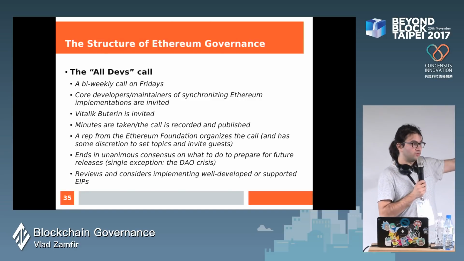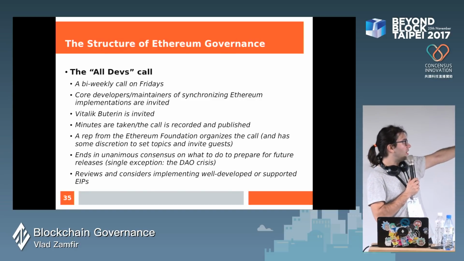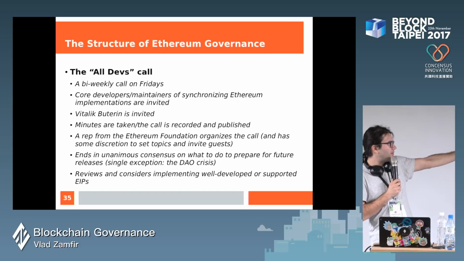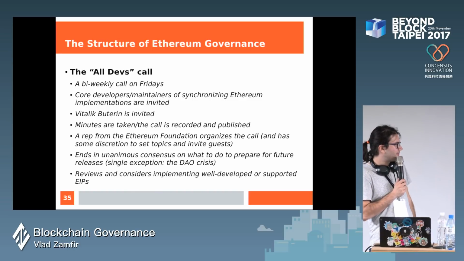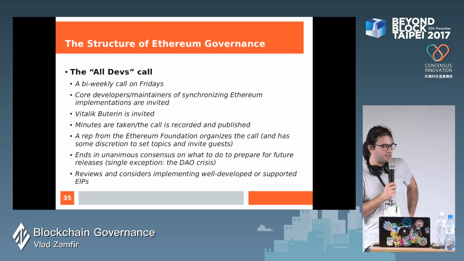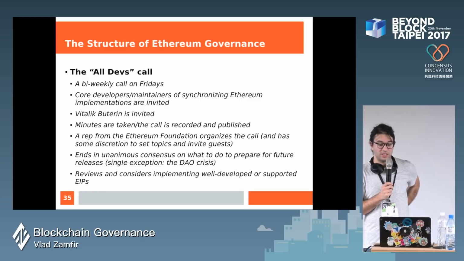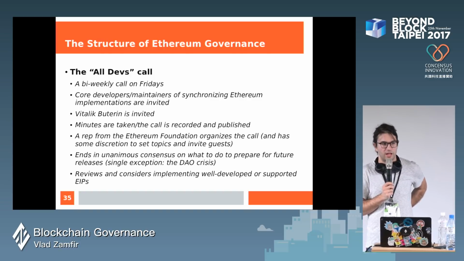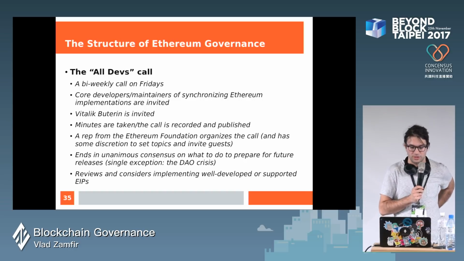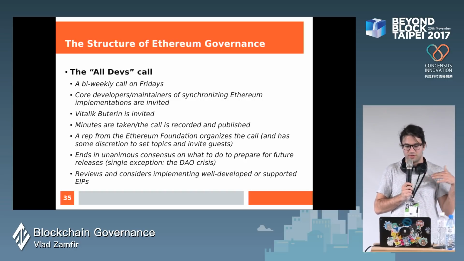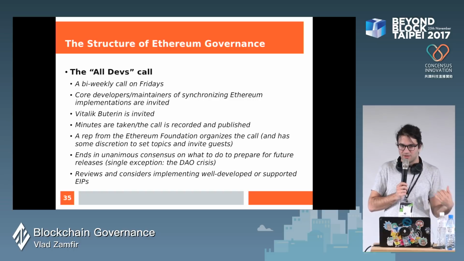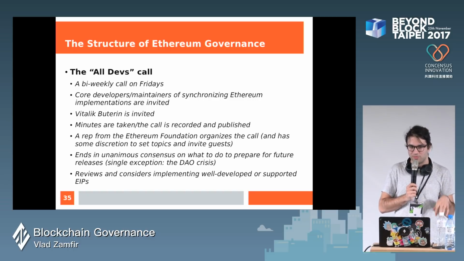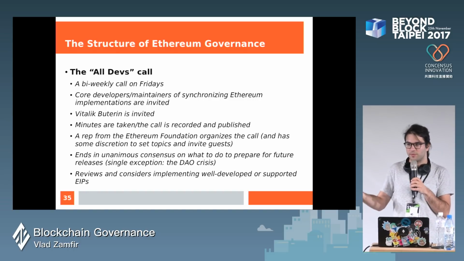The All Core Devs call is a really remarkable process, or institution even. It's a bi-weekly call, or bi-monthly, I don't know how you think about it, on Fridays, where the developers come to unanimous consensus, every single time except for once, on the short-term rollout of features for the different clients, especially the consensus-critical ones. Vitalik's invited, and anyone who's a core developer of any main implementation is invited. There's someone from the Ethereum Foundation who keeps minutes and keeps the agenda.